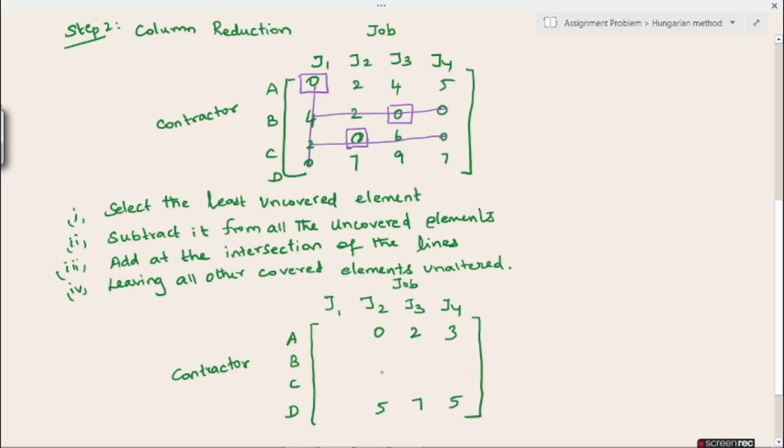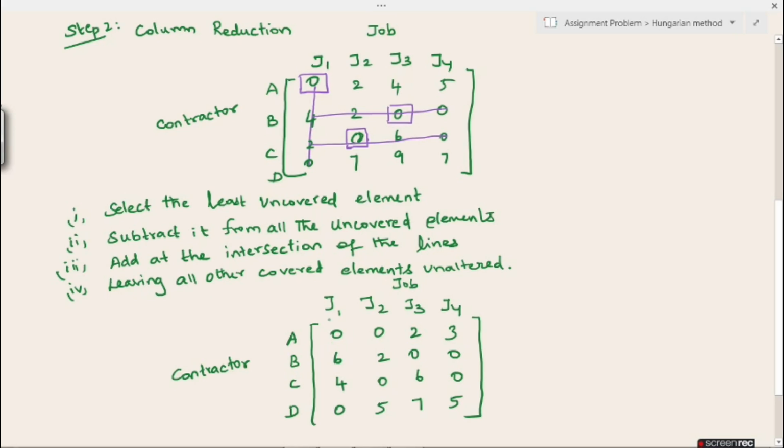So the rest of the covered elements are unaltered. So we have to write that 2, 0, 0 and 0, 6, 0, and in the first column 0, last value 0, and the remaining 2 values, that is 4 and 2, are the intersection points. For that, the condition is to add at the intersection of the lines. So using the least uncovered element, we have to add these two. The least uncovered element is 2. So if you add, you will get 4 plus 2, 6, 2 plus 2, 4.